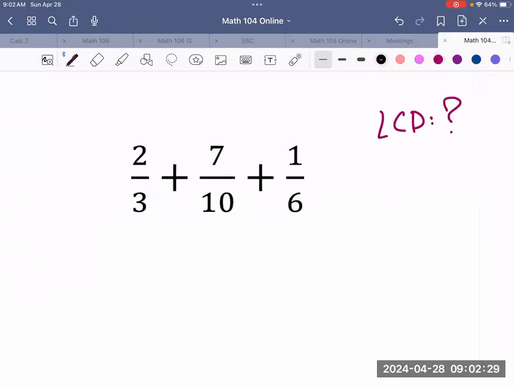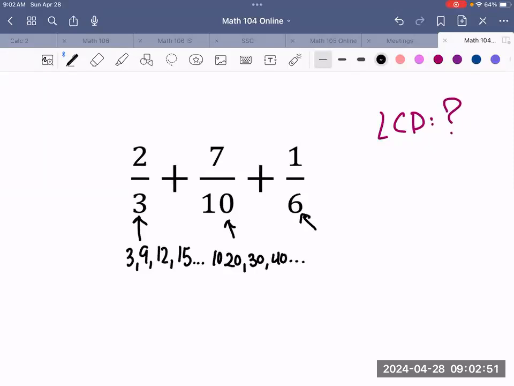Well, if you're unsure, we can always list what 3 can be made into. So 3, 9, 12, 15, and so forth. Same thing here. Let's see, 10, 20, 30, 40, 6. We can do 6, 12, 18, 24, 30, and so forth. So what can be the smallest denominator possible?